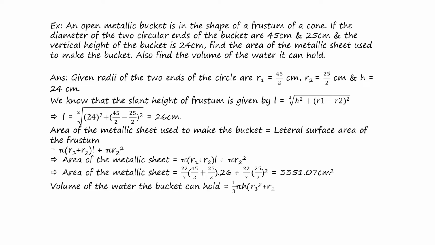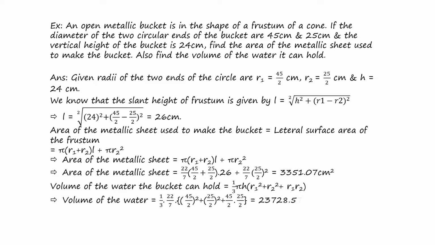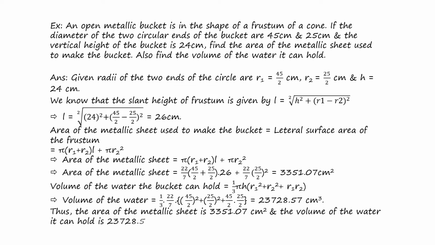Now the volume of the water the bucket can hold is 1 by 3 pi H (R1 square plus R2 square plus R1 into R2), which is 1 by 3 into 22 by 7 into 24 into ((45 by 2) whole square plus (25 by 2) whole square plus 45 by 2 into 25 by 2), which equals 23,727.57 centimeter cube. Thus, the area of the metallic sheet is 3,351.07 centimeter square, and the volume the water can hold is 23,727.57 centimeter cube. This is the answer.